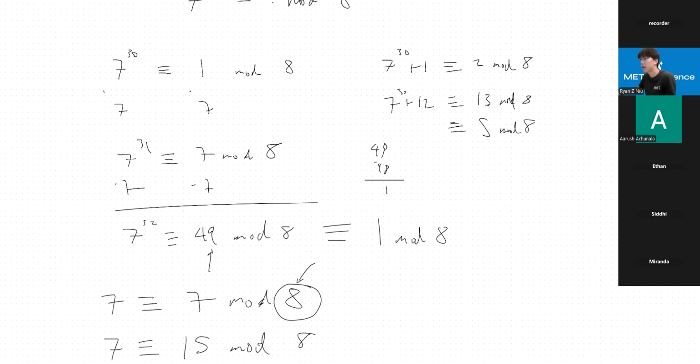If you keep doing this, you're just multiplying by negative 1 each time. So if 7 is negative 1 mod 8, and then 7 squared is 1 mod 8, it really just flips between negative 1 and 1. So 7 to the 32, 32 is an even number. On an even number, we're going to have an even number of negative ones multiplied with each other. So that means that this result is going to be 1 mod 8.